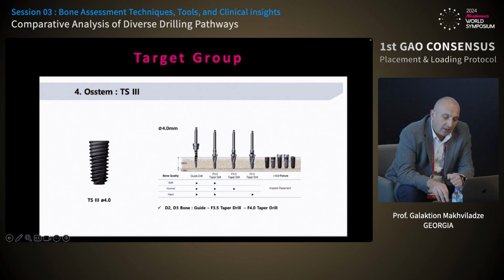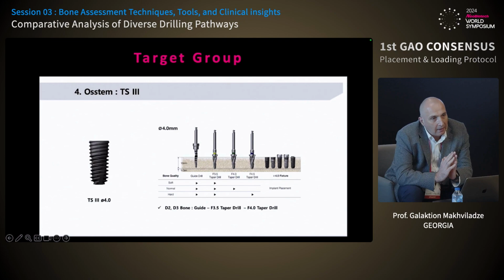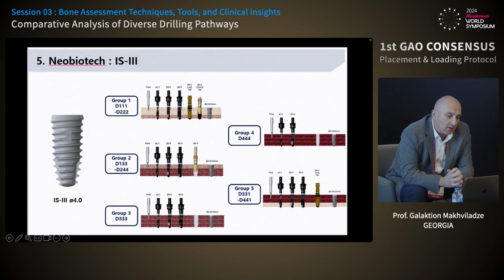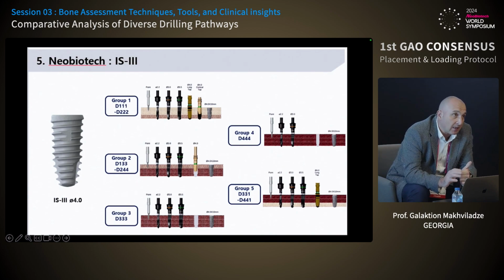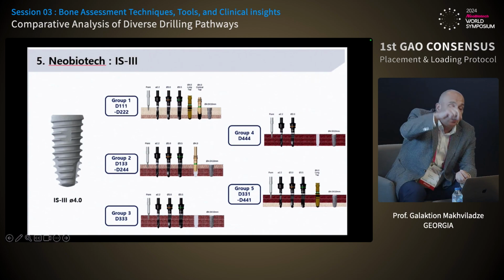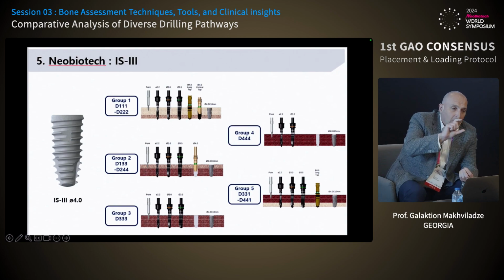But in the case of NeoBiotech, Dr. Ho offers the precise protocol for evaluating the bone density, and there are 5 groups of bone density during our osteotomy. And it was mentioned before, we need to check what kind of bone we are drilling. During the drilling, we have to feel in which part of the implant bed we have what kind of bone.